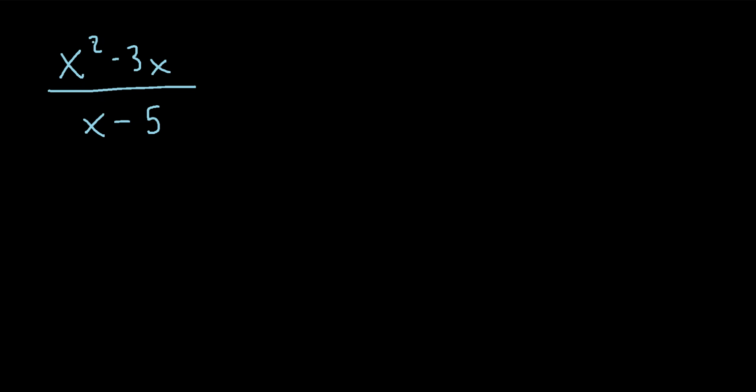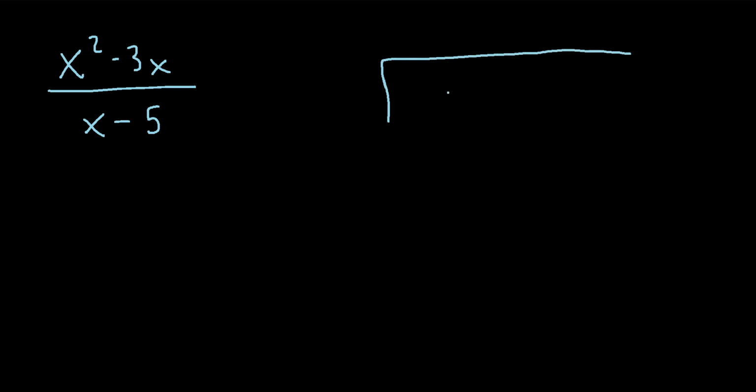We can see that the degree in the numerator, or in other words, the highest exponent in the numerator, is a 2. While the highest exponent in the denominator, we can imagine this is an x to the 1. So the degree in the numerator is exactly 1 greater than the degree in the denominator. So we know that this rational function will have a slant asymptote. Now, to actually find that slant asymptote, we can use long division. So here's how we set that up.